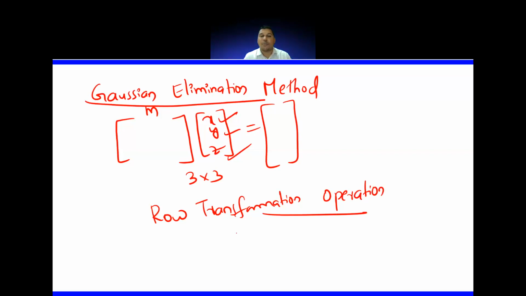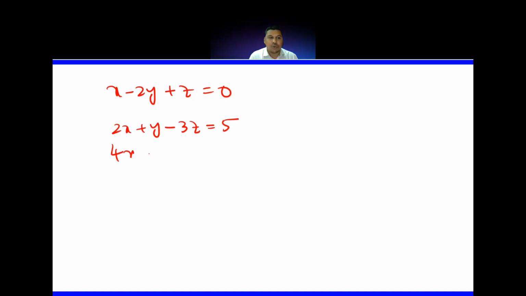Row transformation operations. What does it say? Let's take an example. So given a set of equations, let me take an example. You have x minus 2y plus z equal to 0, first equation. Then you have 2x plus y minus 3z equal to 5, 4x minus 7y plus z equal to minus 1. Suppose you have this equation. x, y, z are unknowns.